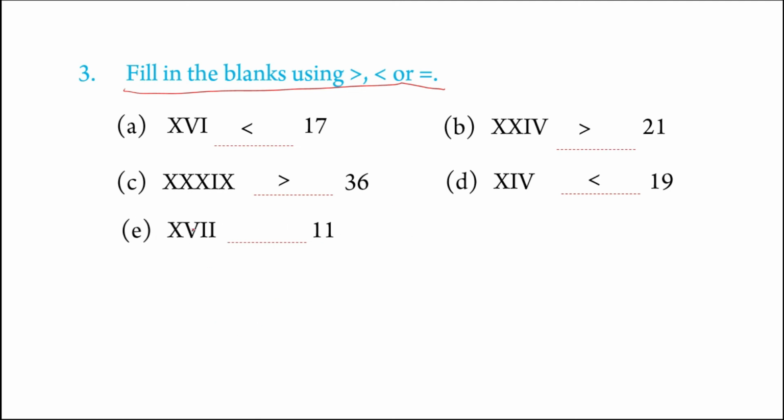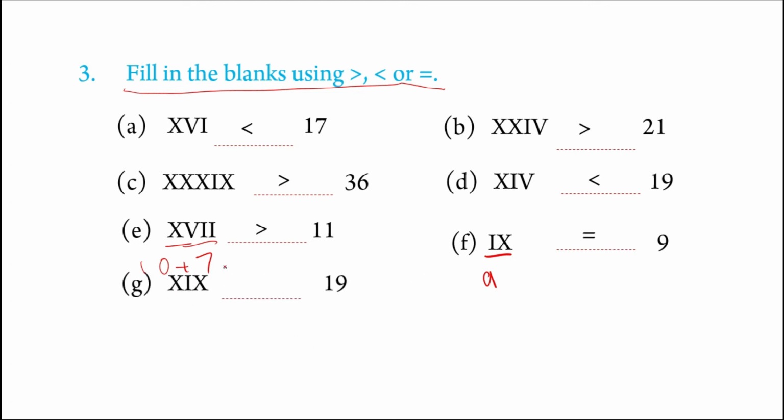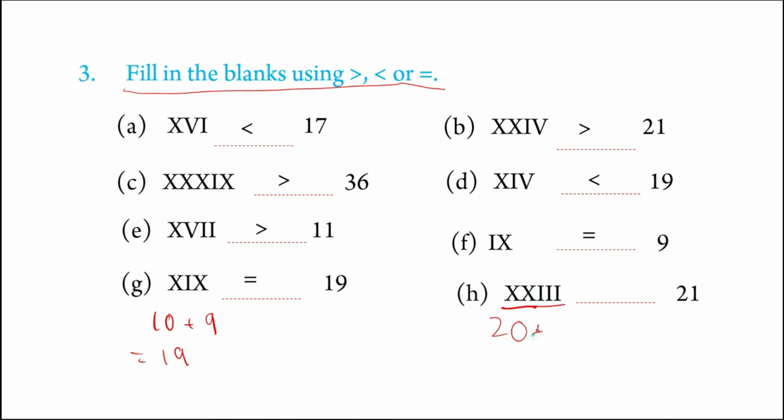Next question is E. XVII and 11. X means 10, VII means 7. That means XVII is greater because 10 plus 7 is 17 and the other number is 11. Next is IX and 9. IX is 9 and here is 9. So this is equal. Next is XIX and 19. X means 10 and IX means 9. Therefore it is equal to 19. So XIX is equal to 19. H is XIII and 21. Double X is 20 plus triple I is 23. So here XXIII is greater.